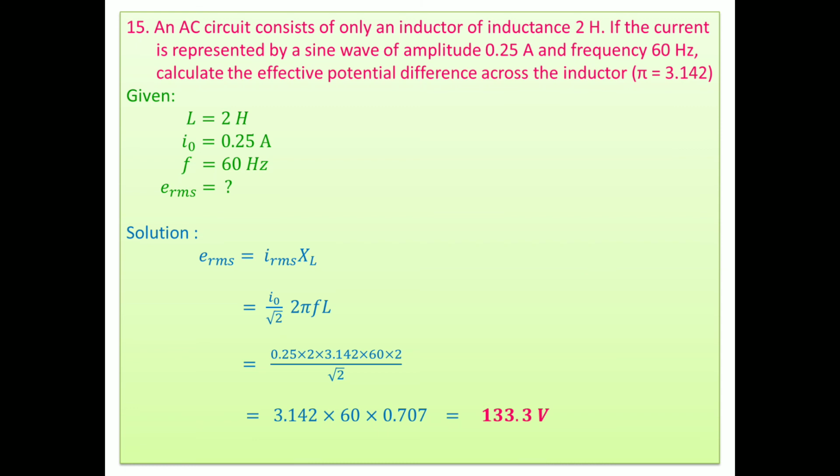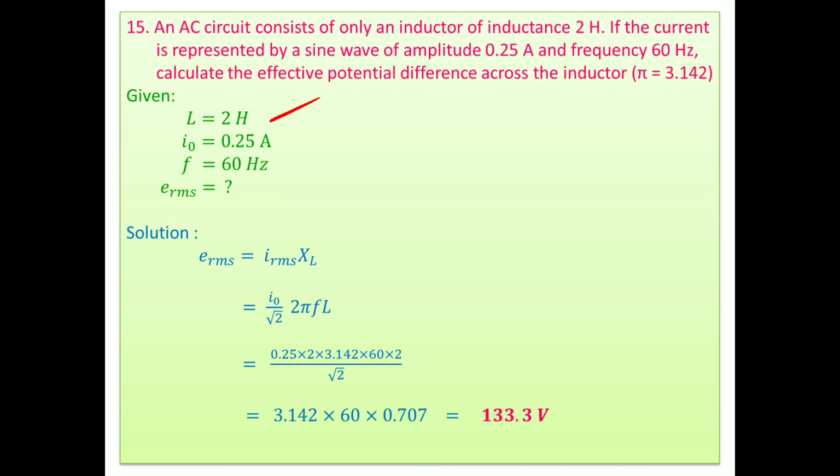Thereafter we go through another numerical. An AC circuit consists of only an inductor of inductance. Inductance is given 2 Henry. If the current is represented by a sine wave of amplitude 0.25 ampere, which means peak current is given 0.25 ampere, and frequency is 60 hertz. Calculate the effective PD or potential difference across the inductor.